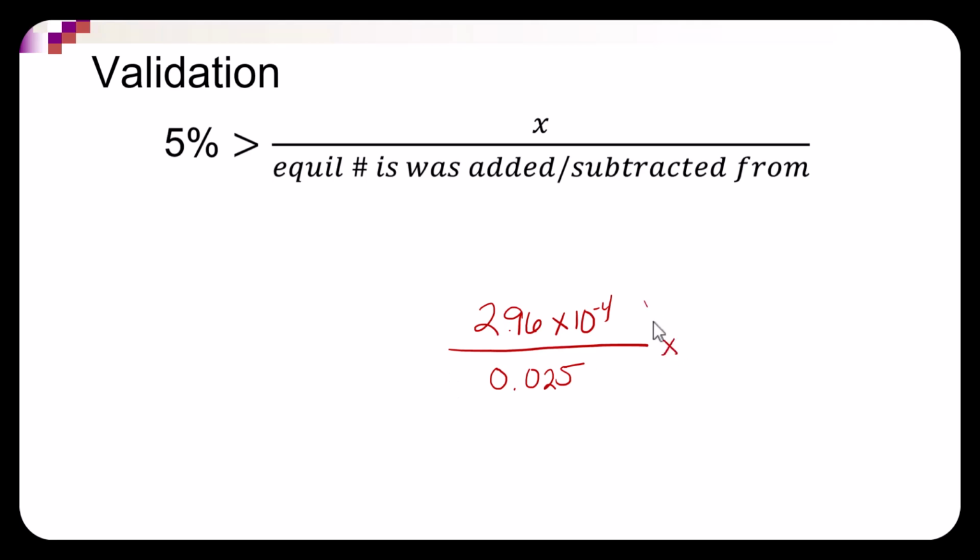Now we're going to multiply this value by 100 to get a percentage. So we're going to take 2.96 times 10 to the negative 4th divided by 0.025 times 100 to get a percentage. And this value is 1.18%. That value is less than 5%. So this tells me that the x is small approximation was a valid approximation.